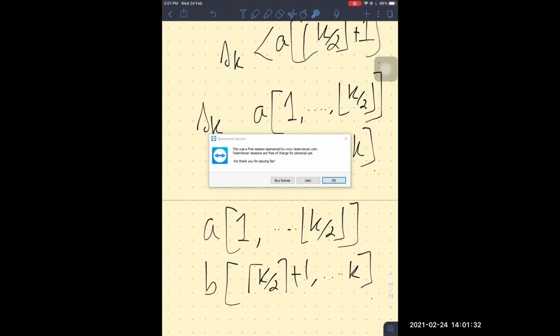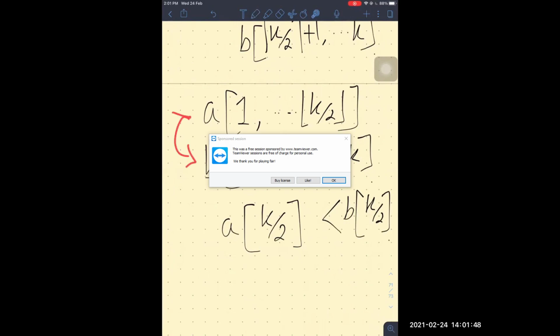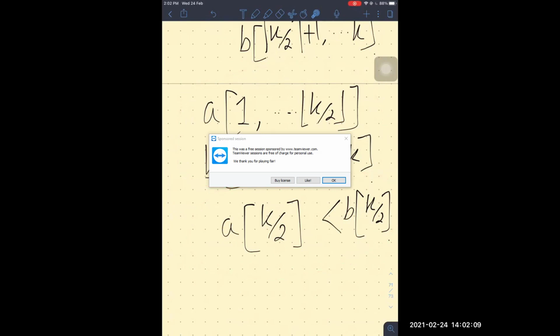Then we will recursively apply this algorithm on these two subarrays. And for the case when a of k divided by 2 is less than b of k divided by 2, it will be similar. Just these two will get exchanged. Is it clear? Okay. So that way we will modify the binary search to find that kth smallest element.